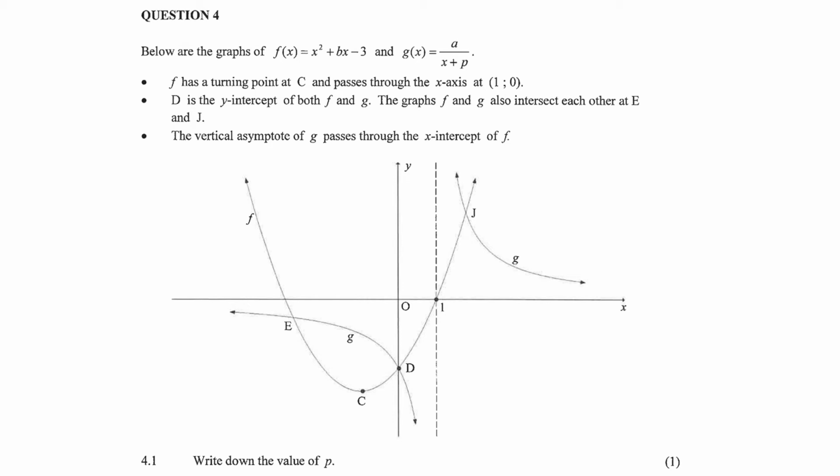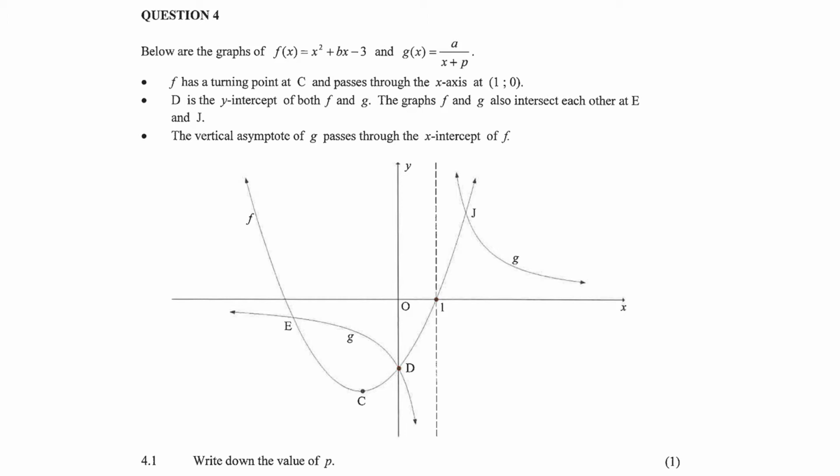Okay, now guys and girls, we have question 4. Question 4: below are the graphs of f(x) and g(x). f has a turning point at C, so that is C, and passes through the x-axis at (1, 0).